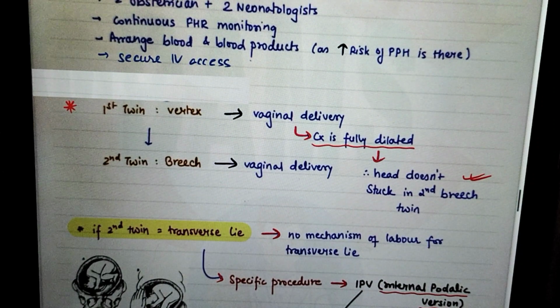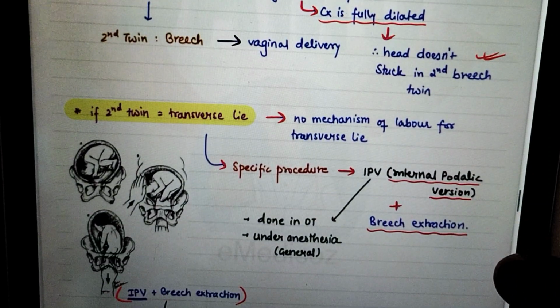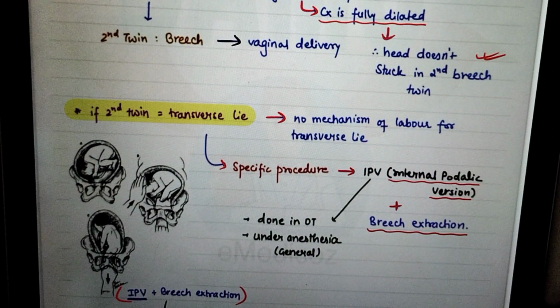Now, if the first twin is vertex, we should go for vaginal delivery when the cervix is fully dilated, since the head doesn't get stuck in the second breech twin. Second twin breech, we will do vaginal delivery. First twin vertex and second twin breech, we will do vaginal delivery. If the second twin is in transverse lie, there is no mechanism of labor for transverse lie. The specific procedure that we can do is internal podalic version plus breech extraction.